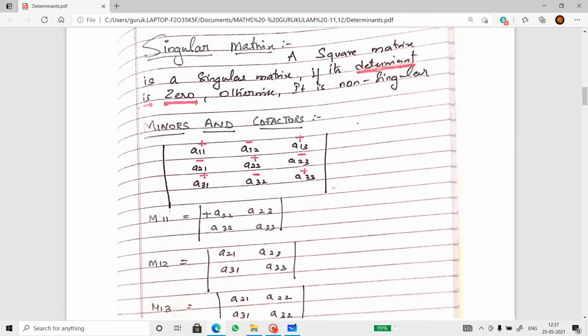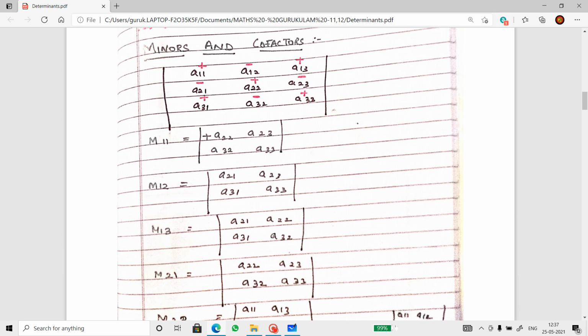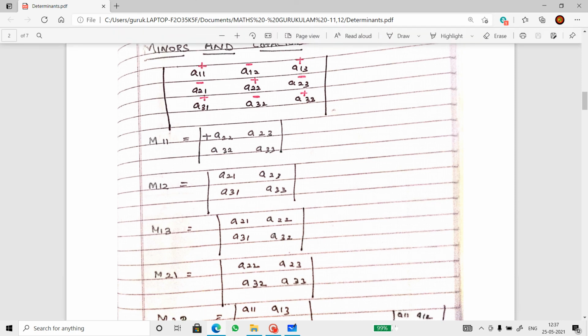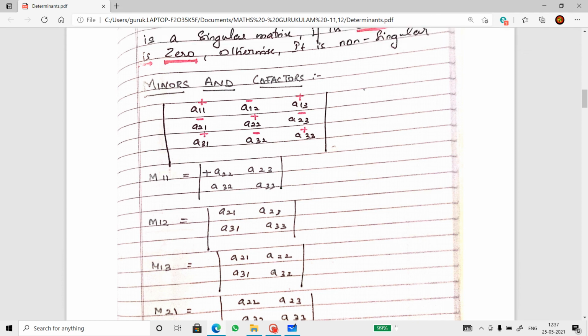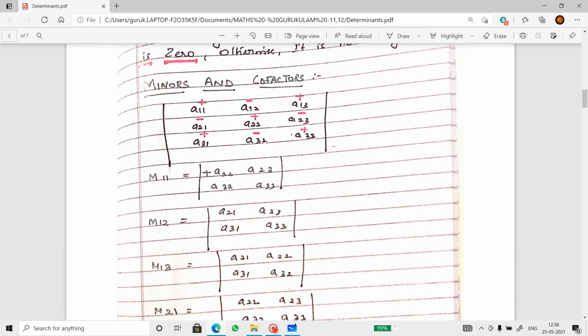Alright? Okay. Next is finding minors and cofactors. We first learned what a determinant is. Now we are going to learn minors and cofactors. For minors, it is actually very simple. The signs that I told you, plus, minus, plus, minus, plus, minus, plus, minus, plus, put them on top of all the rows. If you expand the first row, you put plus, minus, plus. If you're expanding the second row, we put minus, plus, minus. If you're expanding the third row, you put plus, minus, plus.